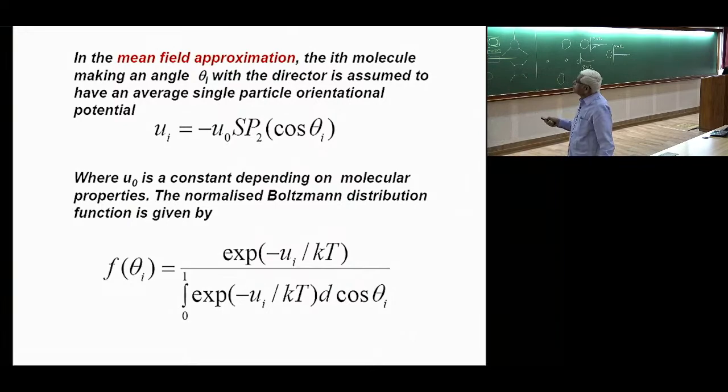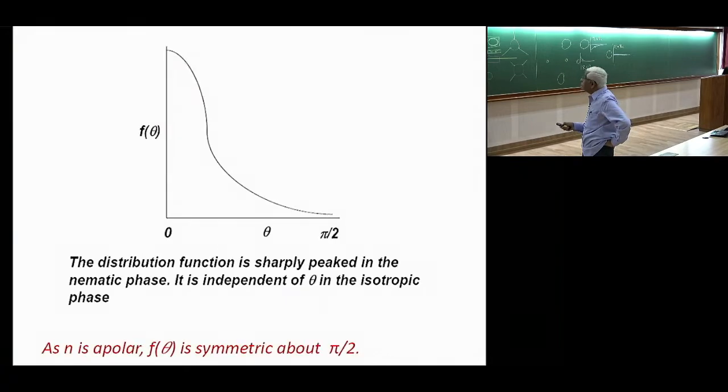So once you have the single particle potential, you can write the normalized Boltzmann distribution. Once you have the distribution function, you know how to solve the problem. You can write the entropy, which is the statistical average of the logarithm of f of theta, and the internal energy, which is, of course, the statistical average of u. So once you have these two, you have the free energy and you can calculate everything else. So that's the typical mean field theory that one uses in any field that you like in condensed matter.